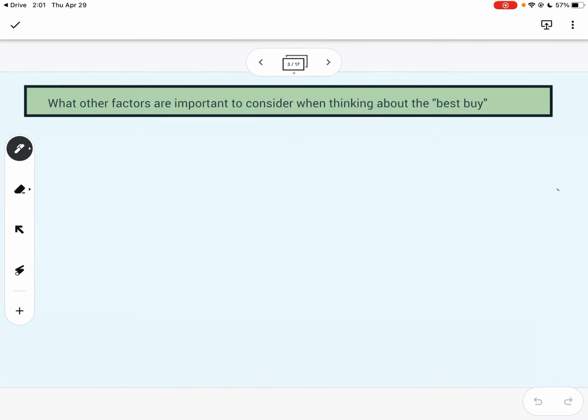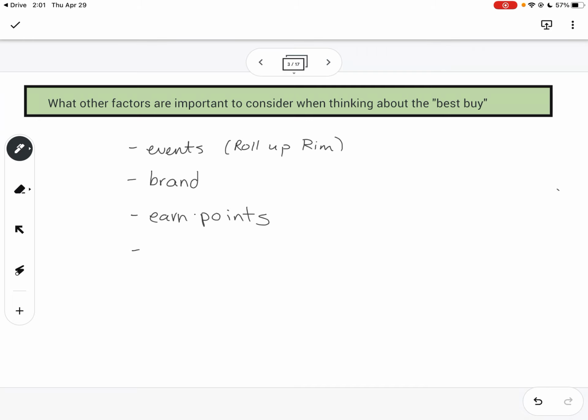Now mathematically, we talk about the better buy as being the cheaper item. Sometimes there are other factors to think about. There could be events that are going on, like Roll Up the Rim at Tim Hortons. There could be a particular brand that you like to purchase. Maybe you earn points on a particular item size. Okay? And it could even be an expiry date or how much you use.